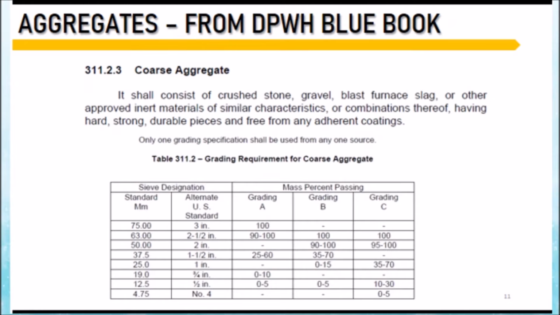Only the grading specifications shall be used from any one source. So, we have Table 311.2. These are the grading requirements for coarse aggregates. Dito sa grading requirement for coarse aggregates, meron tayong Grading A, Grading B, and Grading C. So, kailangan mag-conform yung ating sample sa kahit isa dito sa mga grading na ito.